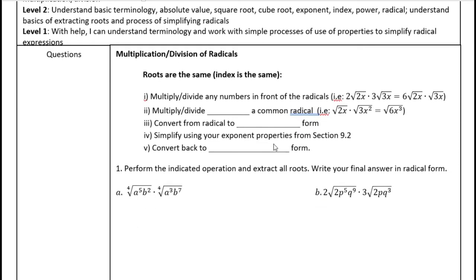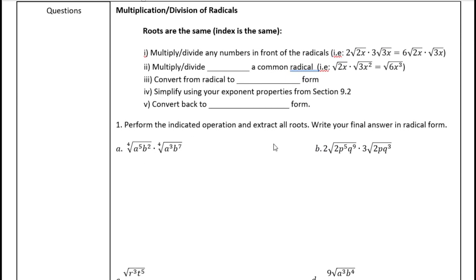So we're going to tackle multiplication and division first. I basically broke it down into 2 categories. On one side you have where the roots are the same, or the index is the same. Like if you had the cube root of x times the cube root of x squared, where those indexes are the same. And then you have when they're different.